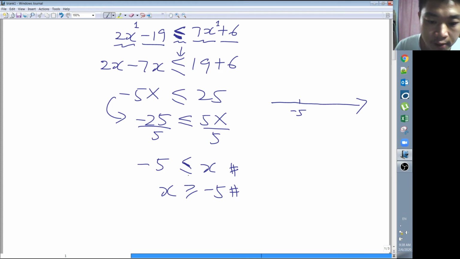So -5 is included. This is how you include the -5, by a solid dot, to represent -5 is included. So x is bigger and equal to -5, so you should go to the right. This is how you represent x is bigger or equal to -5. The solid dot here indicates -5 is in.